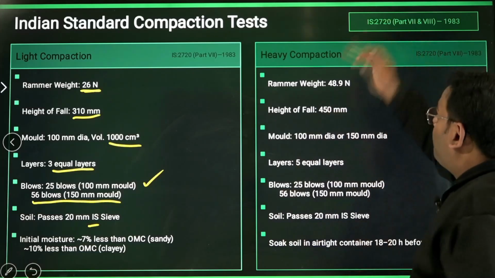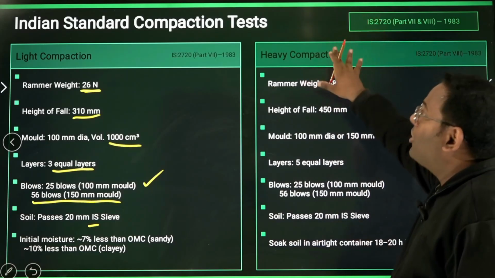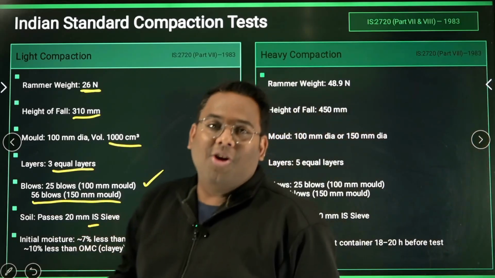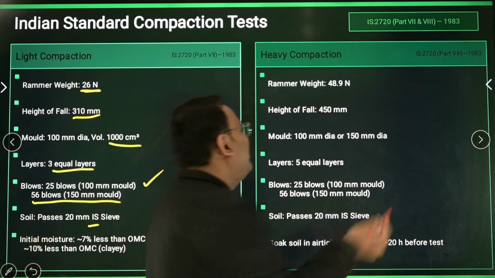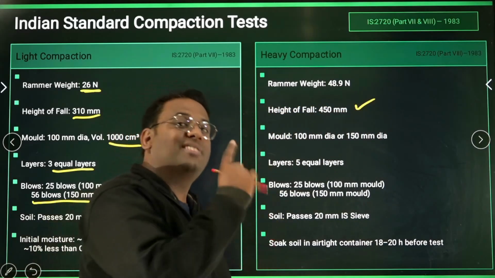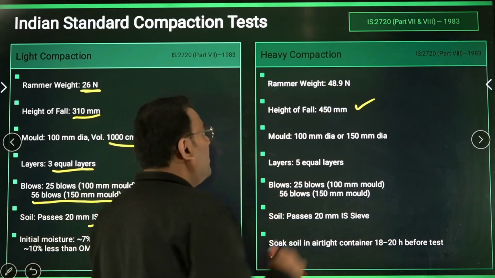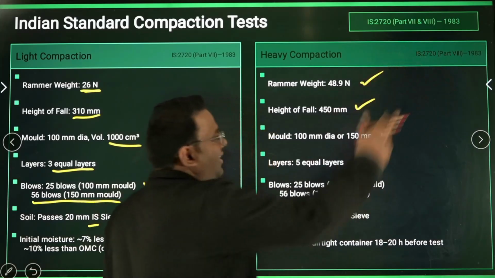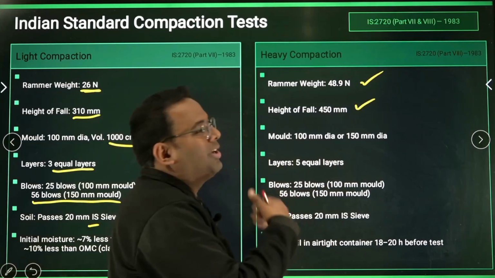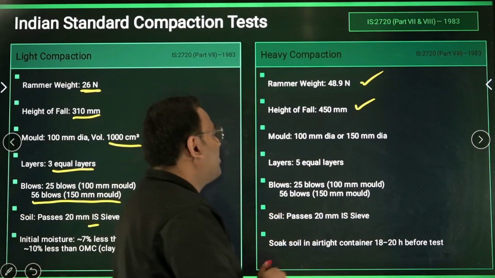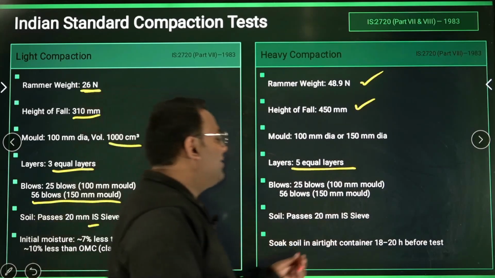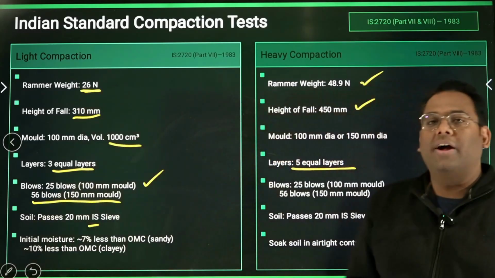Whereas if we talk about the heavy compaction Indian Standard test, that is another version of the modified Proctor test. Here also you can see that the height of free fall is 450 mm, which was the same in the modified Proctor test. Whereas the rammer weight is 48.9 N, whereas it was around 45 N in the modified Proctor test. The 5 layers are the same, and everything else is the same as in the modified test.